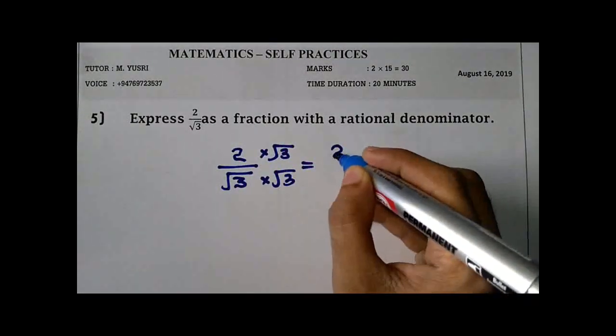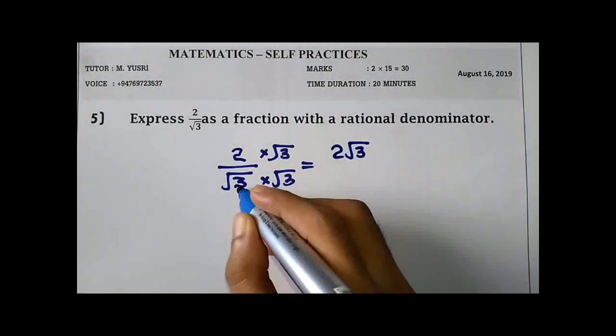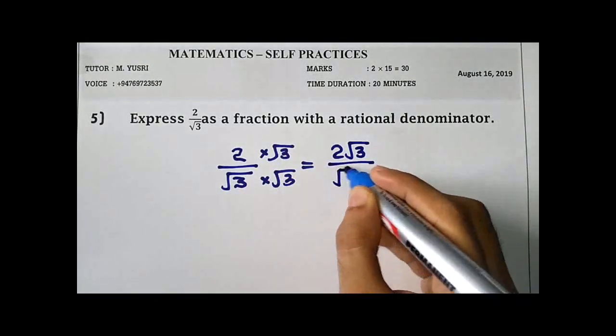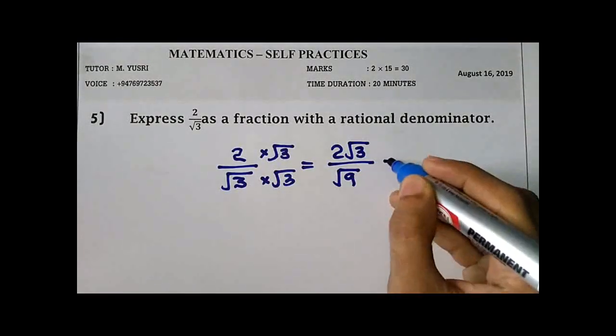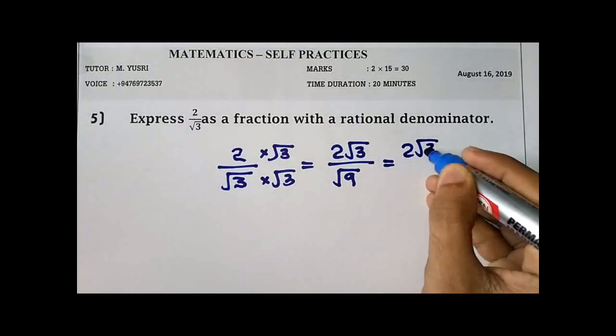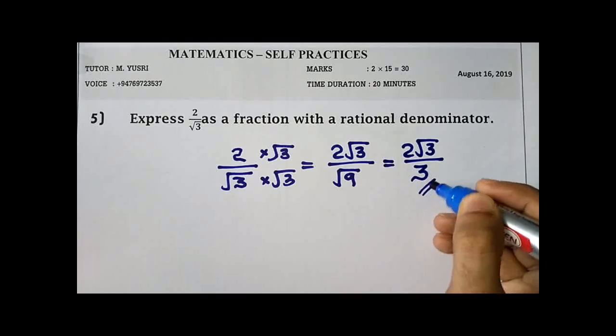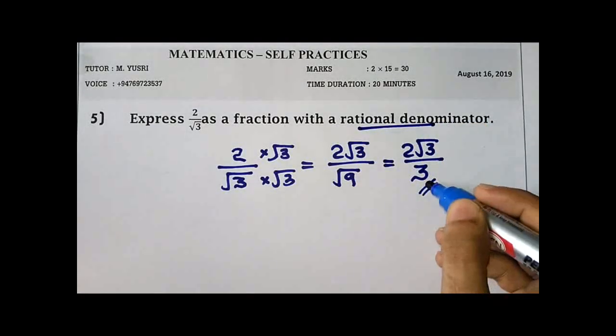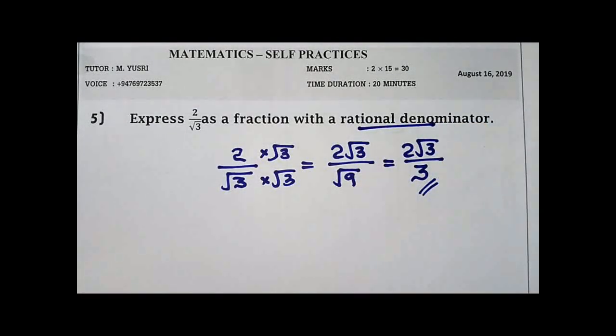So 2 into root 3, let it be 2 root 3. And root 3 into root 3 is root 9. 3 into 3 is 9, and root 9 is a perfect square, which means we can give a direct answer. So root 9 equals 3. Now you can see the denominator is rational.